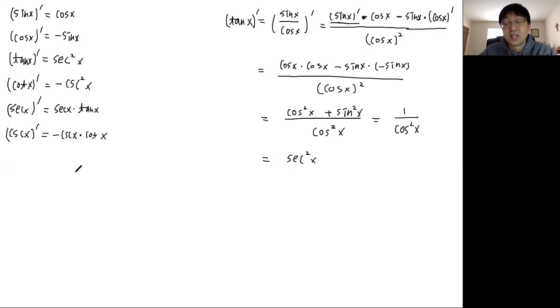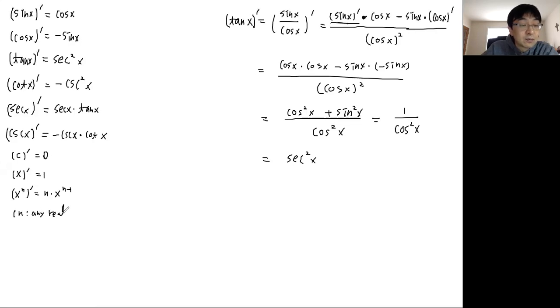You can memorize the 6 rules and the differentiation formulas. Remember, the constant prime is, sorry, 0. The x prime is 1. This is the power rule: x to the n prime is n times x to the n minus 1. In this case, what is n? n is any real number.